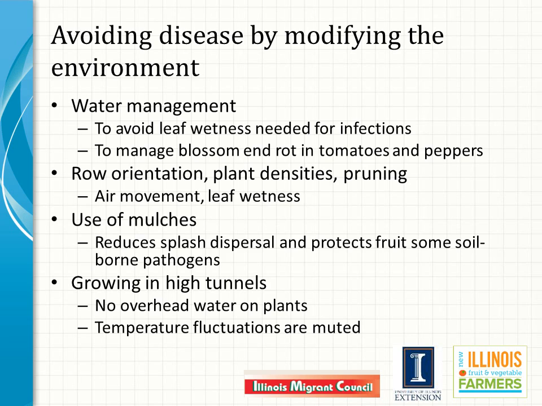We use mulches to reduce splash dispersal and protect fruit from soil-borne pathogens, and those mulches may be black plastic or they may be plant material, such as miscanthus or straw. And growing in high tunnels is somewhat the ultimate in avoiding disease by modifying the environment, because there is no overhead water applied to plants, and temperature fluctuations are muted.